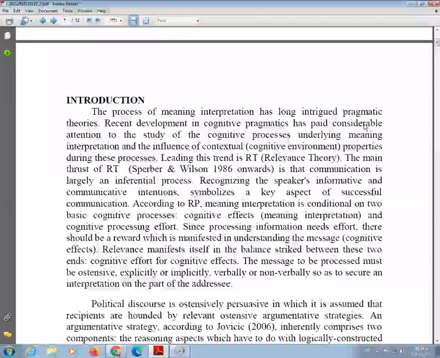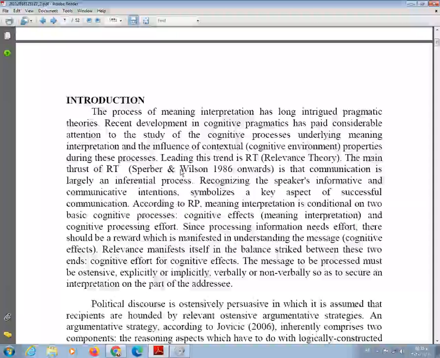Okay, and we have many advances in this field. Cognitive science is going viral, and we have many sciences derived from cognitive science. One of them is cognitive pragmatics, which paid considerable attention to the study of cognitive processes underlying meaning interpretation. This science, cognitive pragmatics, studies how meaning is created in the minds of the listeners, or the addressees, or the people who receive the text, and what's the influence of contextual or cognitive environment. We're gonna read and explain all these things.